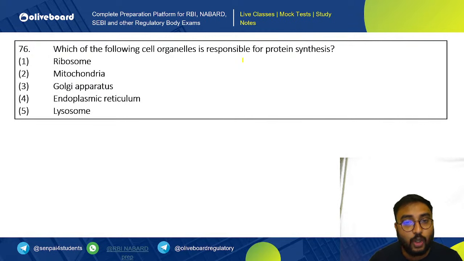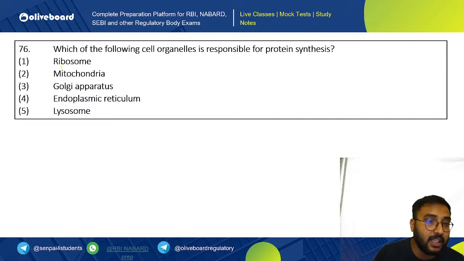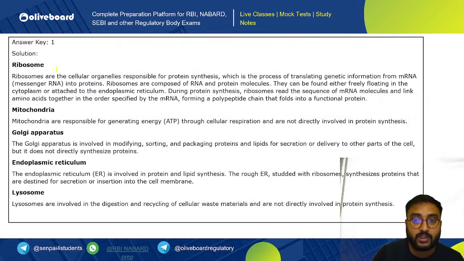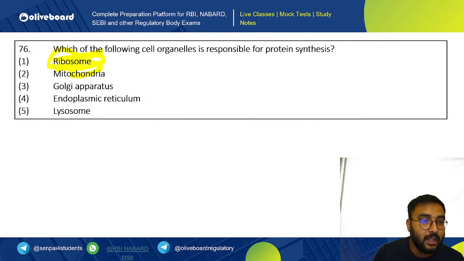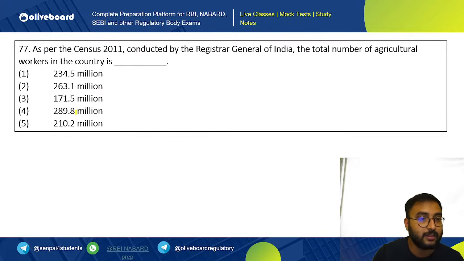Which of the following cell organelles is responsible for protein synthesis? Ribosomes are responsible for protein synthesis, where they convert the genetic information, translating from mRNA to proteins. Okay. Rest, mitochondria provides energy. It's the powerhouse of the cell. Golgi apparatus, endoplasmic reticulum and lysosome. Okay. All your 10th standard, 5th standard cell related questions.